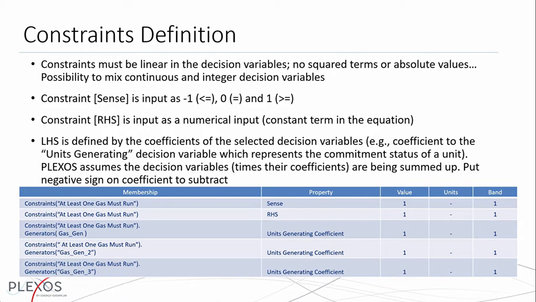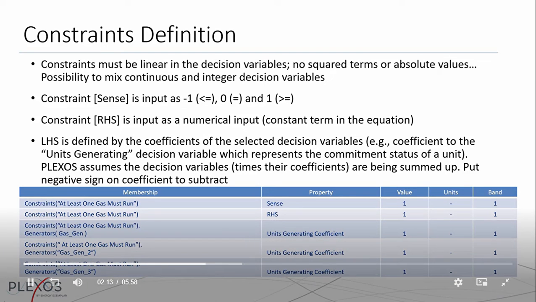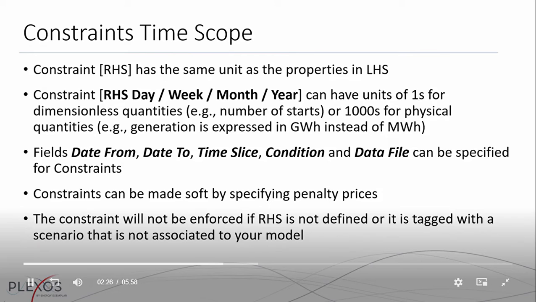In the table, the sum of the unit commitment variables for each of the three gas generators multiplied by their individual coefficient values must be greater than or equal to 1. This enforces the condition that at least one gas generator has to run at any given point during the simulation. The right-hand side of the equation generally has the same units as the properties on the left-hand side.